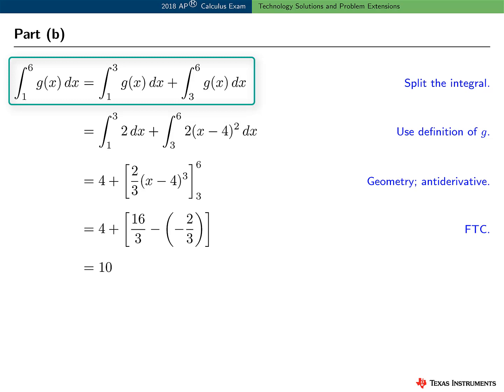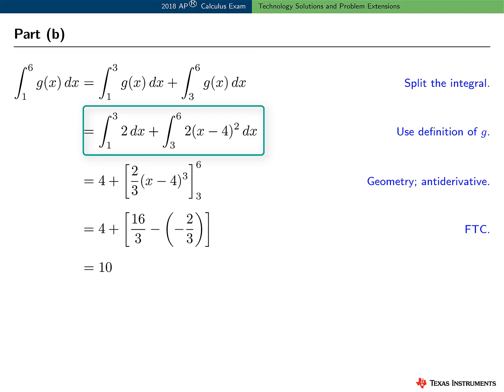In part B, we need to find the definite integral from 1 to 6 of g of x dx. Now, because the definition of g changes over this interval, we need to split the integral into two parts, at the value where g changes. So we first split the integral at x equals 3. Then we can use the definition of the function g on each subinterval. The first integral represents the area of a square. So we can evaluate this using geometry or by using the fundamental theorem of calculus.